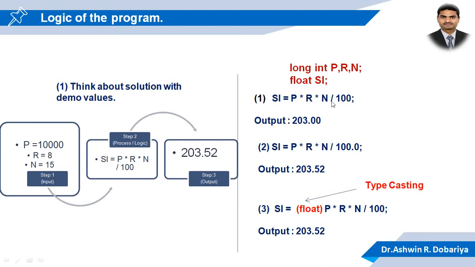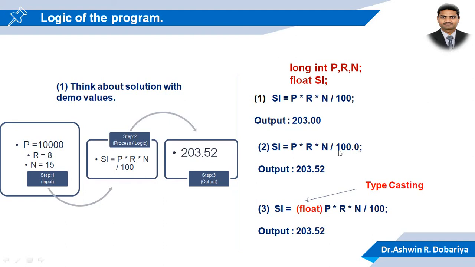It's not an exact value, right? And 0.00 appears because SI is declared as a float, so it will add the 0.00. But it doesn't give the exact value after the decimal point because all are integer. So it generates only an integer answer. So how can we correct this output? We can do the correction using two different methods. One is, PRN, we know that all are long integer, but 100 we can write like 100.0.